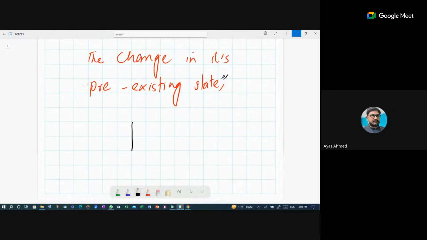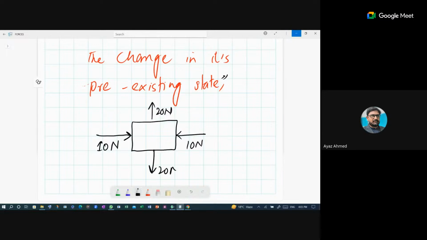As I told you, the first law will be valid when there is no resultant force acting on the body. For example, this body is under the influence of several forces. Suppose 10 Newton from this side, then you can say 20 Newton on that side and 20 Newton on that side. So this body is basically under the first law. This is under balanced forces. Got it?